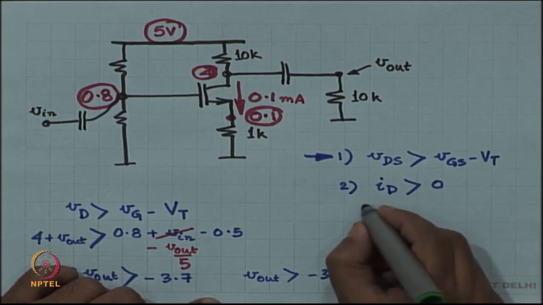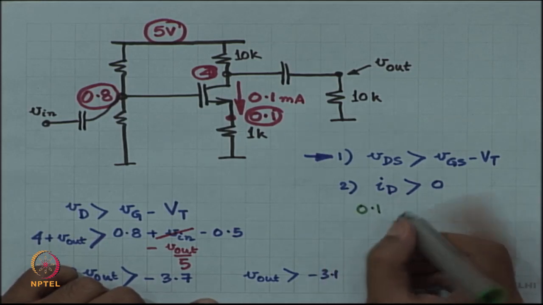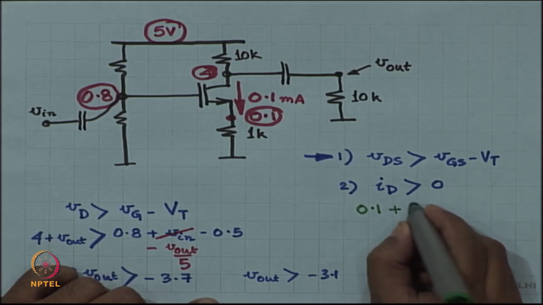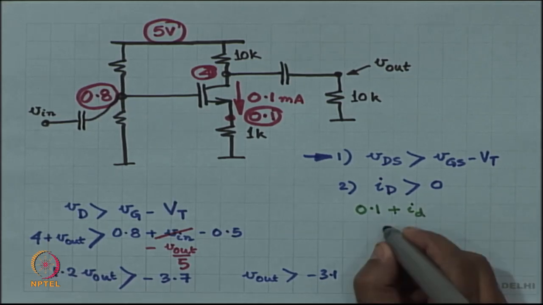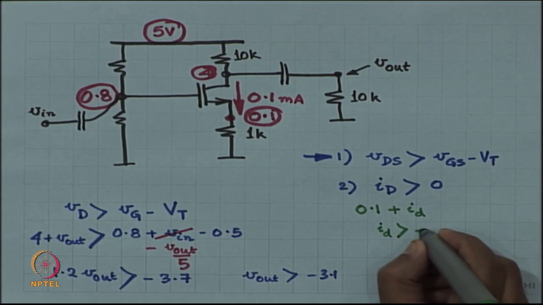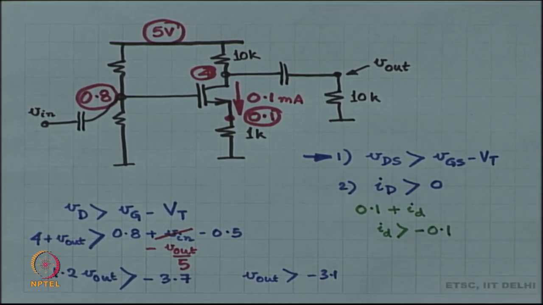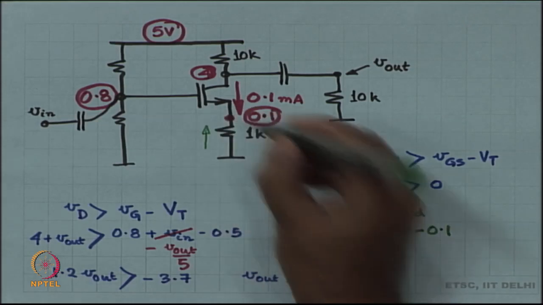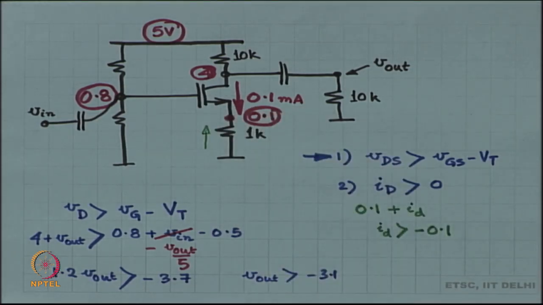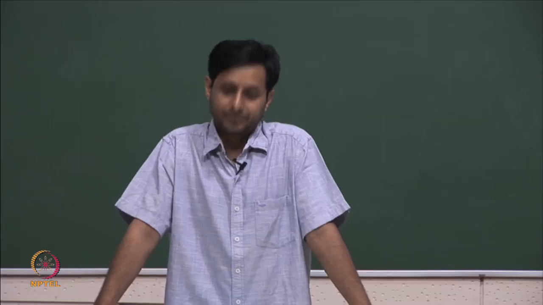ID is nothing but capital ID, which is 0.1 milliampere, plus small ID. This basically means that small ID has to be more than minus 0.1 milliampere, which means that the maximum signal current going up is 0.1 milliampere.